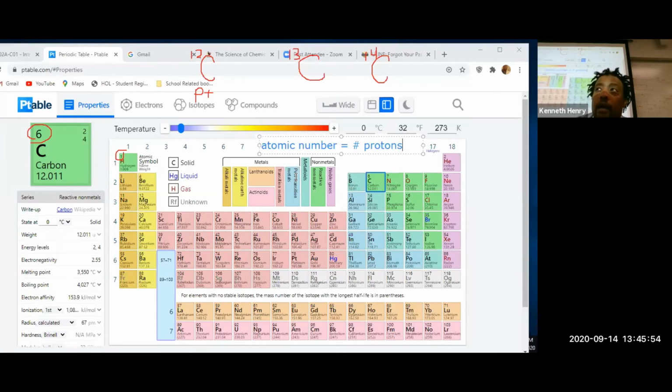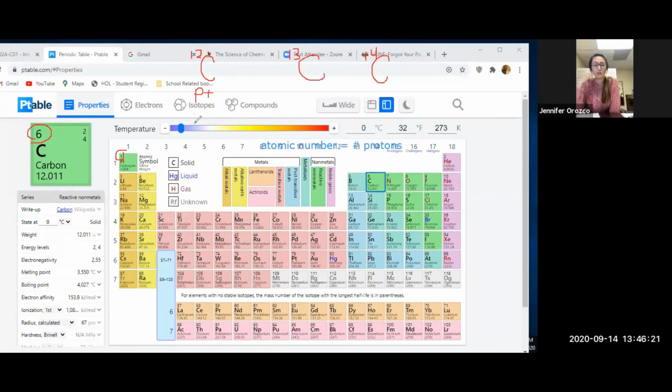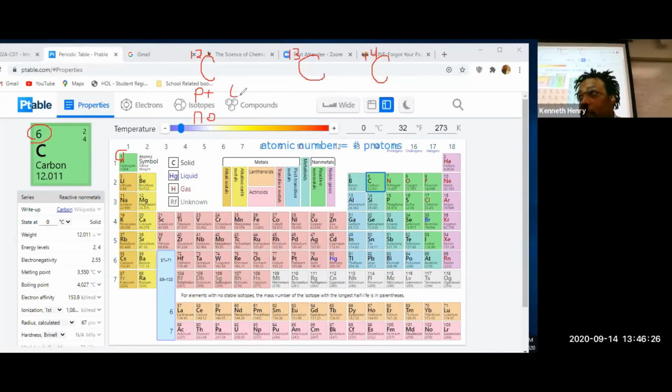So now I want you to think about this. Jennifer said something about the mass of an atom being composed of the protons plus the neutrons. So if carbon 12 weighs 12 and it has 6 protons, how many neutrons must carbon 12 have? 6. Okay, so we have 6 protons, 6 neutrons.